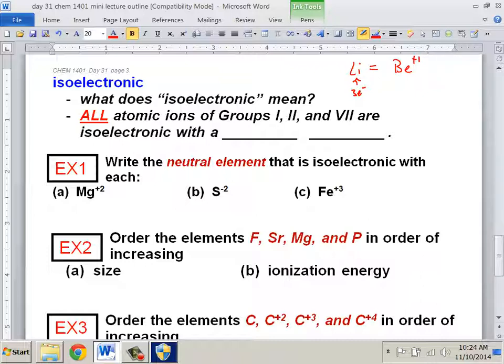You're not supposed to say same electron configuration. You're supposed to say they are isoelectronic. How about, let's pick, I don't know, oxygen. What could you do to oxygen to make it isoelectronic with lithium?